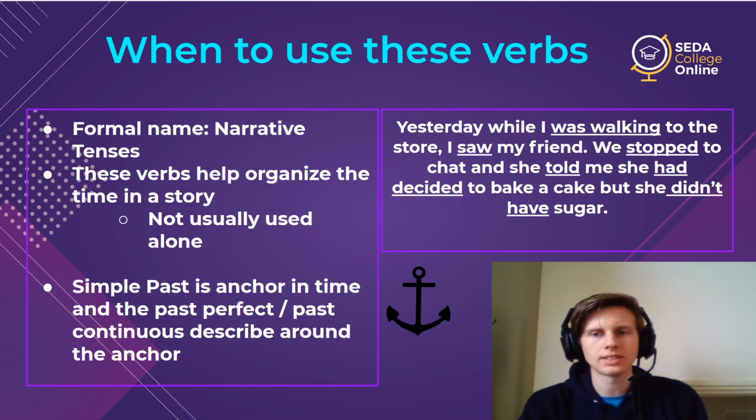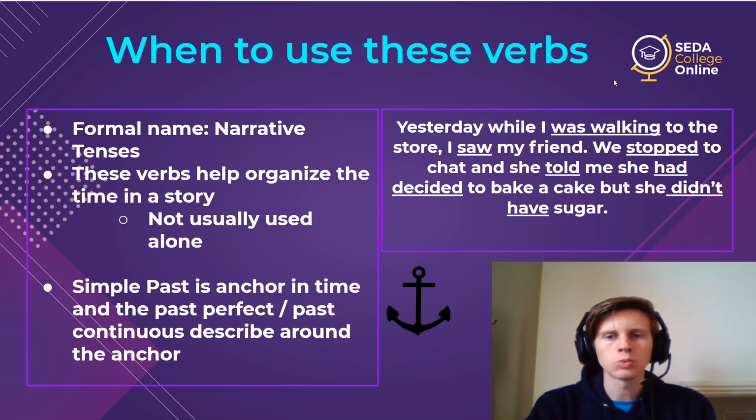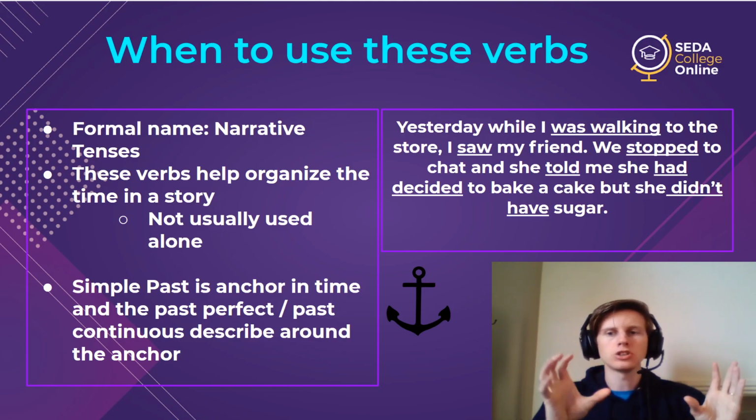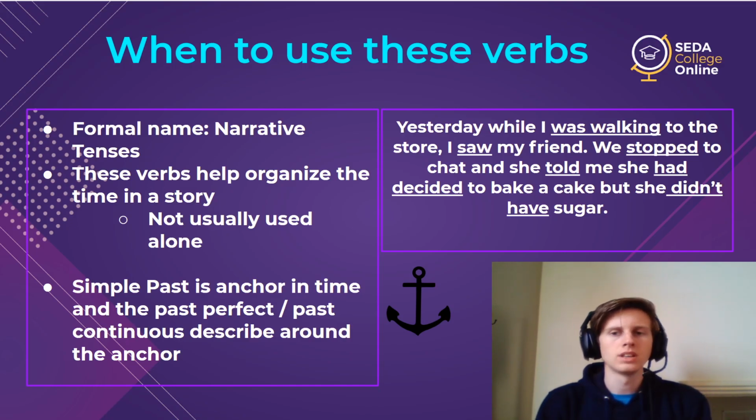Okay, so here's a long example, a very natural way of how we would use these. Yesterday, while I was walking to the store, I saw my friend. We stopped to chat, and she told me she had decided to bake a cake, but she didn't have sugar. So, we can see in this story, the majority of the verbs are simple past. Saw, stopped, told, didn't have, just simple past. But in this story, we have four major events. I saw my friend, we stopped, she told me she didn't have sugar.